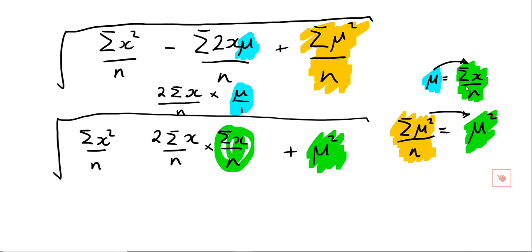Still a minus, right? Yes, I haven't put it in. Okay, so it'll be two lots of the sum of x, multiplied by the sum of x, so all over n squared. Okay, so what I've got to do now is I need to look at this bit. Now this bit I can simplify as two lots of the sum of x over n squared.